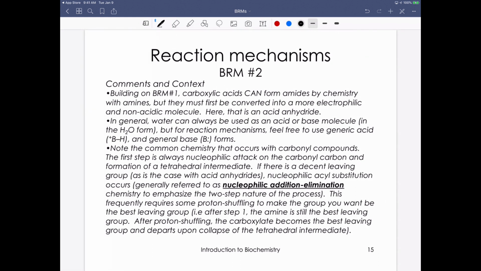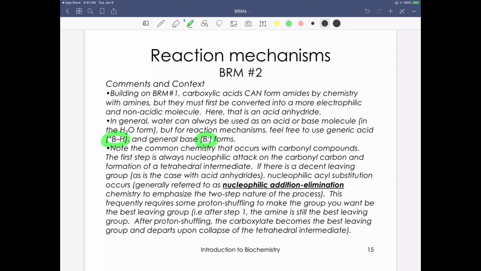So in general, water can always be used as an acid or a base, using it as H2O, but for a lot of our reaction mechanisms, we're just going to use what we call general acids or general bases. And general acids, we want to highlight and use them in this form. And then general bases, we're going to use them in that form. So again, these are going to be simple ways to show solvent molecules that either act in a proton donation or a proton abstraction form.